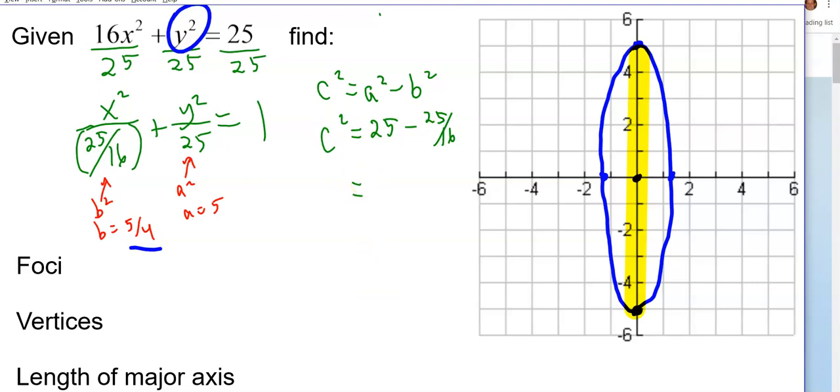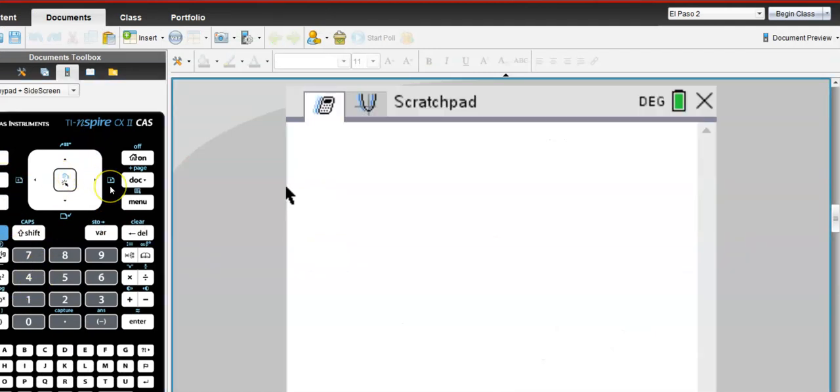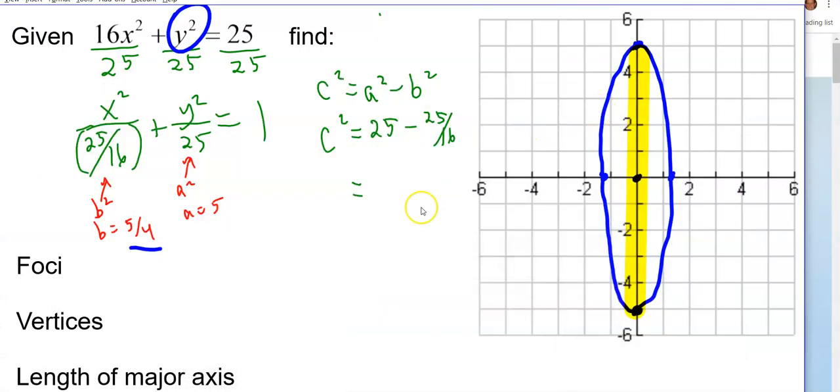So I might even just use my calculator for this. So what is 25 minus, I think it was 25 over 16. I might have checked that. 375/16. Yeah. So c squared is 375 over 16.